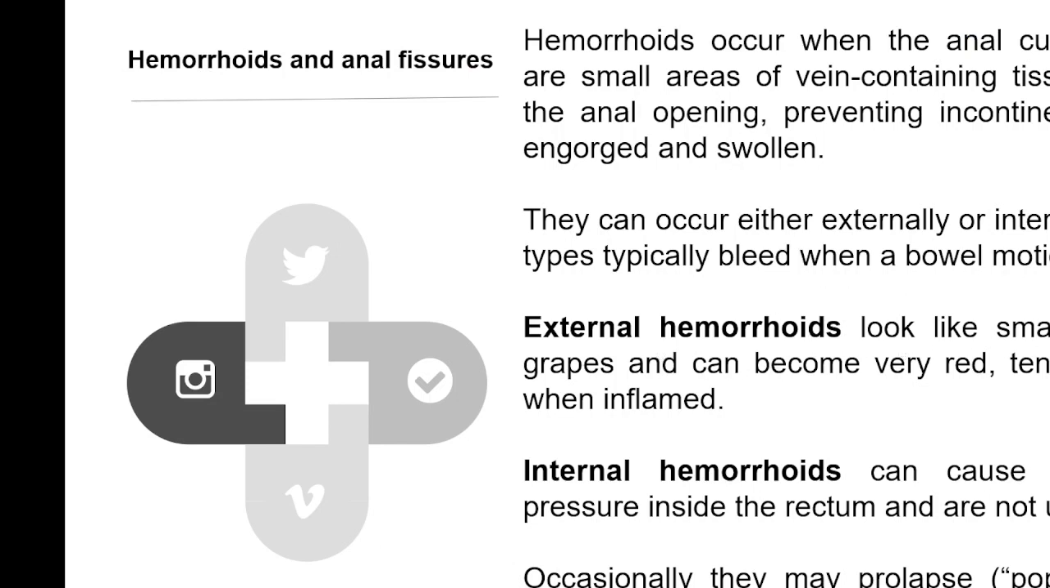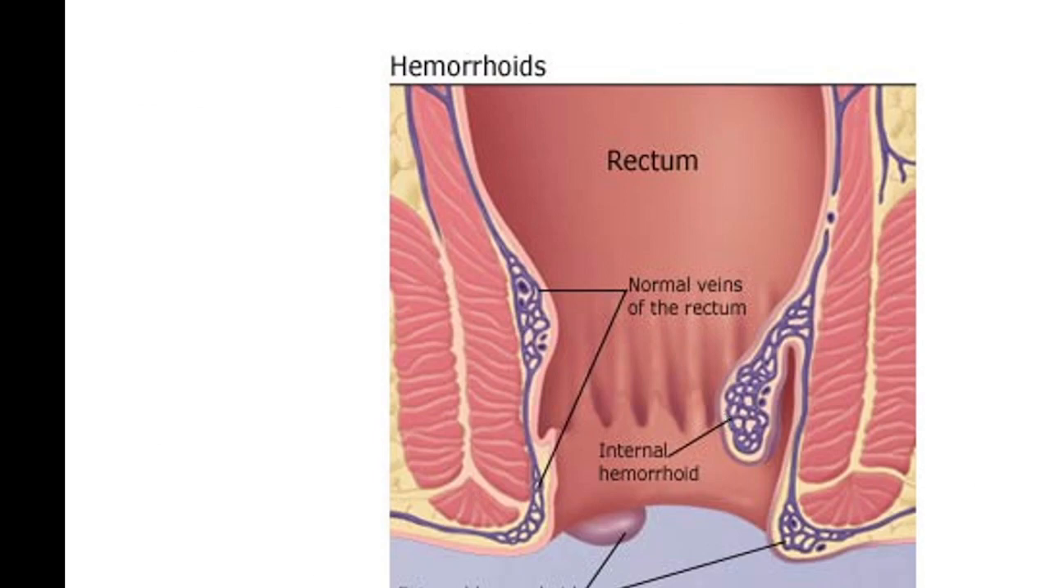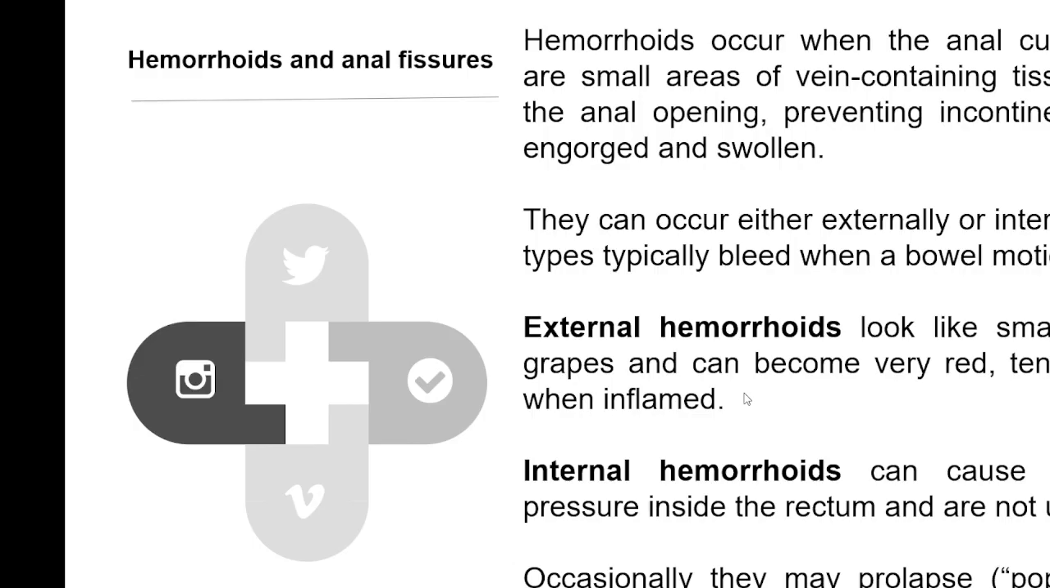External hemorrhoids look like small bunches of grapes and become very red, tender or itchy when inflamed. The same thing coming out of your anus is known as an external hemorrhoid. See here, you can see that. This is the external hemorrhoid at the edge of the anus, and this is the internal hemorrhoid. Internal hemorrhoid can cause a feeling of pressure inside the rectum, and all the time you feel that something is there in your rectum.